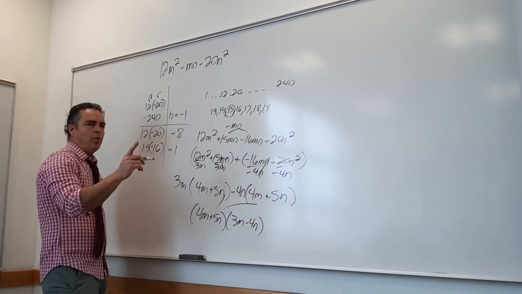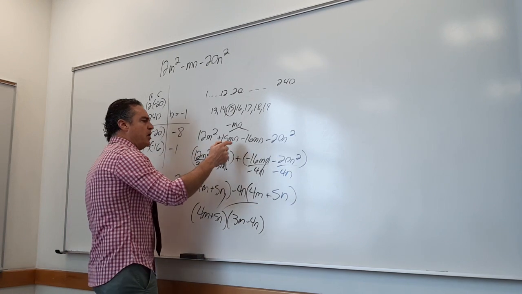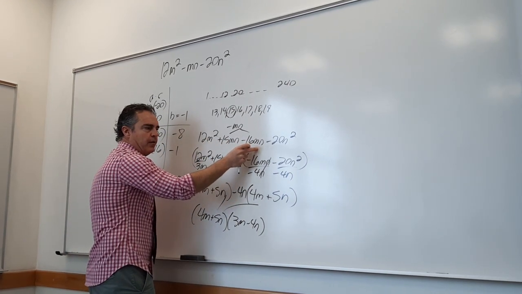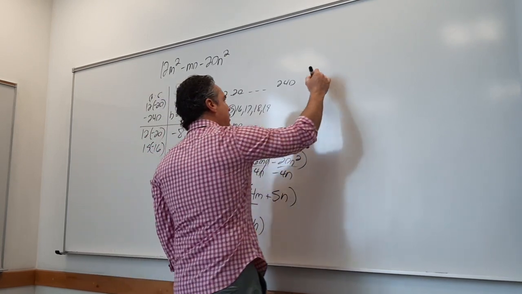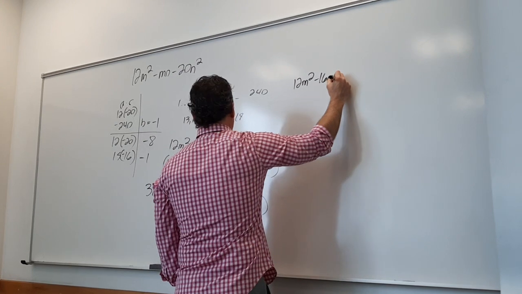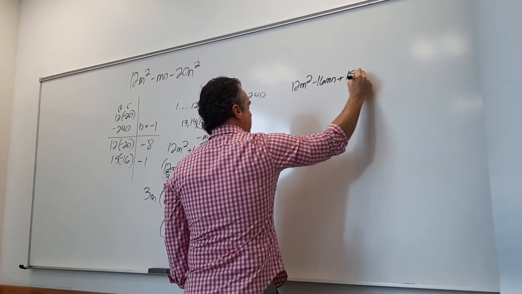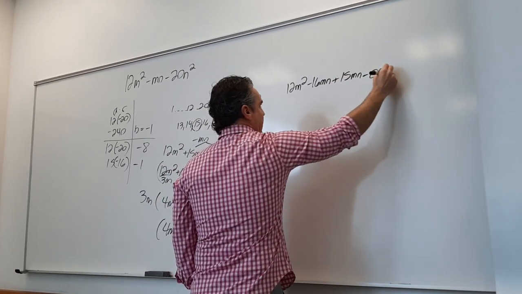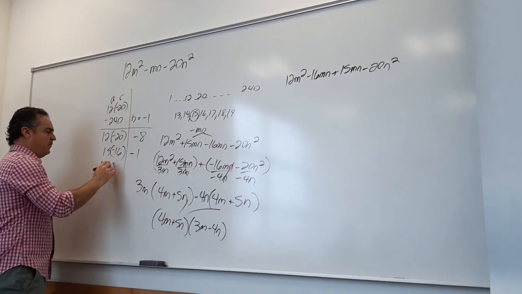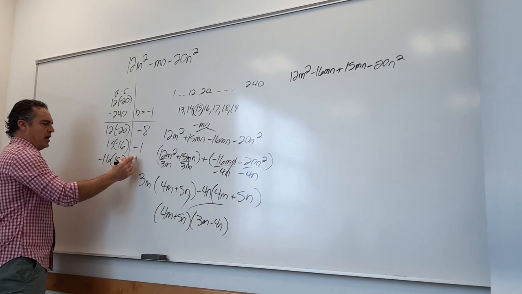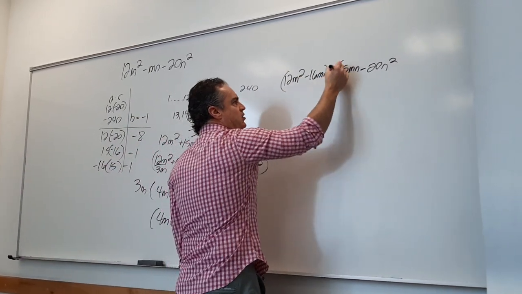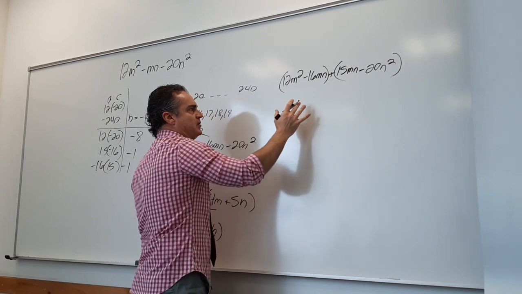Let's say you had put the 16 over here, the 15 over here. So you would have got, look up here, you would have got 12m squared minus 16mn plus 15mn minus 20n squared. Okay, do you get what I'm saying? So if you had written 16 and 15, decided to do it that way, and got negative 1, you would have written them this way. You would put parentheses around each of these. I'm going to show you this really fast.